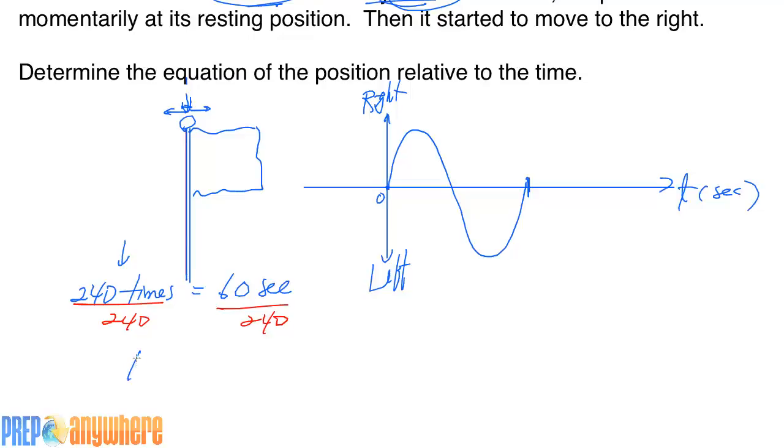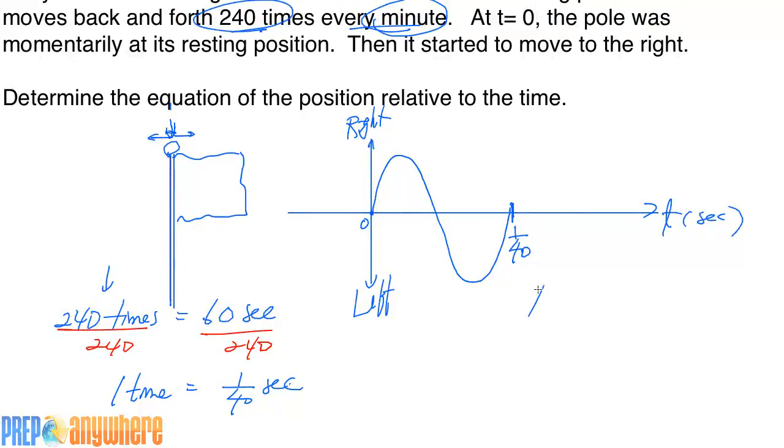We're going to change it into 1 time. One time it takes, what is that? 1/40 of a second. So this is 1/40 of a second. Okay, so the period is 1/40 now.